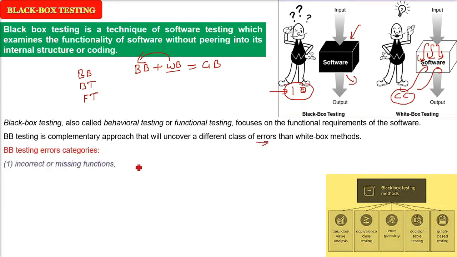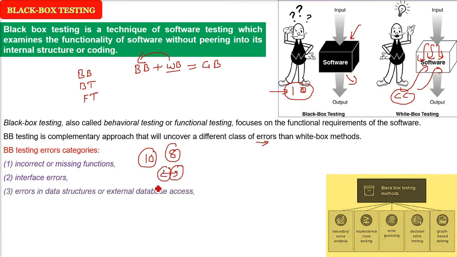So as I was telling, in black box testing, the errors can be incorrect or missing functions. For example, you just have 8 functions, but 10 are given to you. Then the interfacing errors: whenever we combine modules, there will be some integration problems, and these integration or interfacing errors we have to finalize, we have to see.